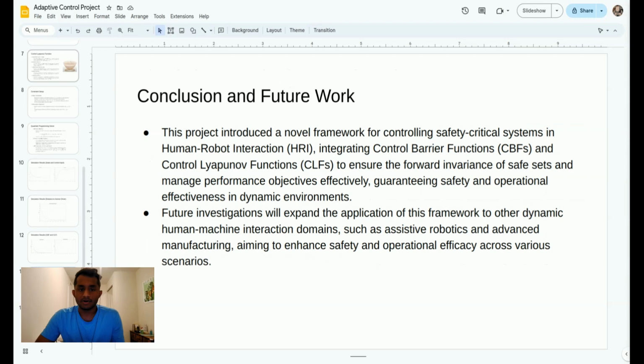Our project introduced a novel framework for controlling safety critical systems in human robot interaction, where we integrate control barrier functions and control Lyapunov functions to ensure the forward invariance of safe sets and also manage our performance objectives effectively while guaranteeing safety and operational effectiveness. In the future, we'll expand this application to other dynamic human machine interaction domains, such as assistive robotics and advanced manufacturing, where we aim to enhance safety and operational efficacy in various scenarios. Thank you.